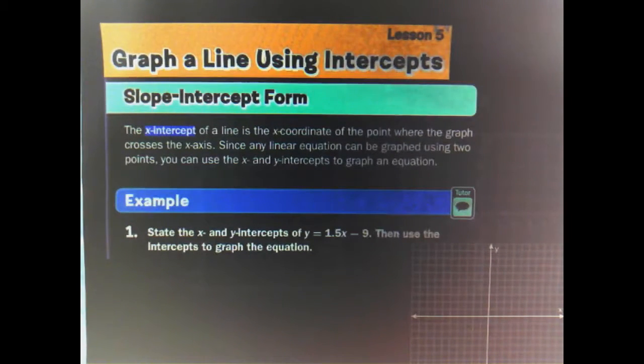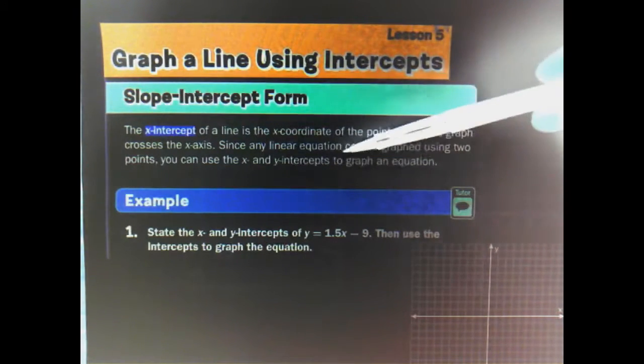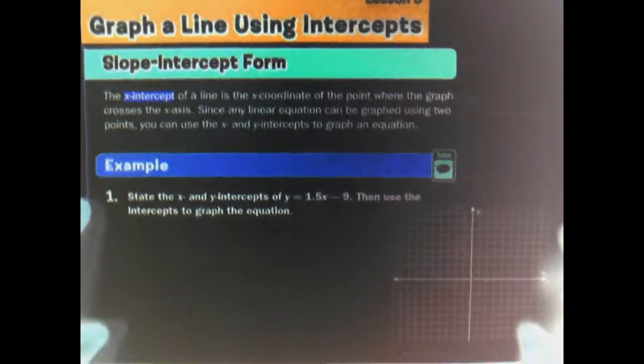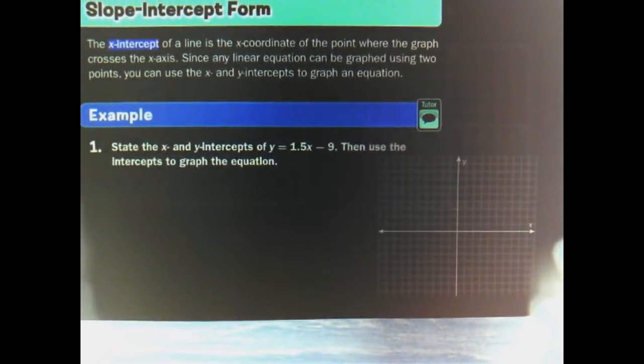So first, what is the x-intercept? The x-intercept, much like the y-intercept, is where the graph of the line will cross the x-axis. Since a linear equation can be graphed using 2 points, you can use the x and y-intercept to graph an equation. If we take a look at example number 1 here, I'll show you how to do that.